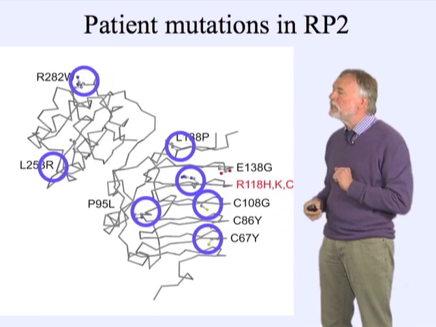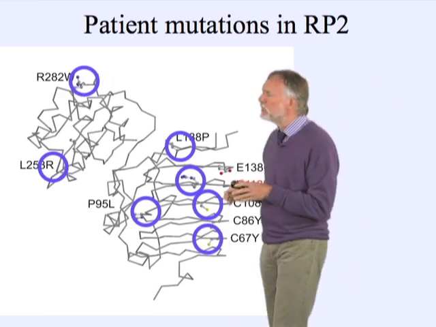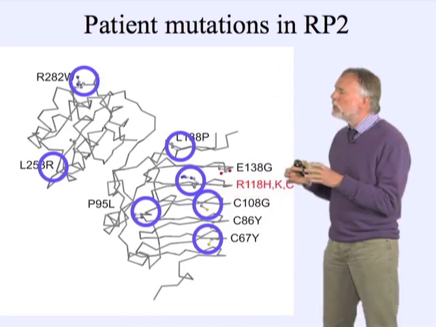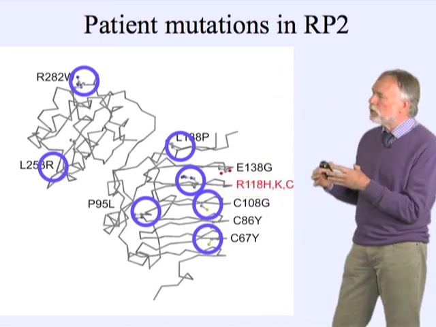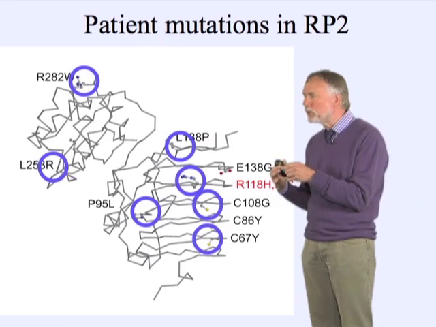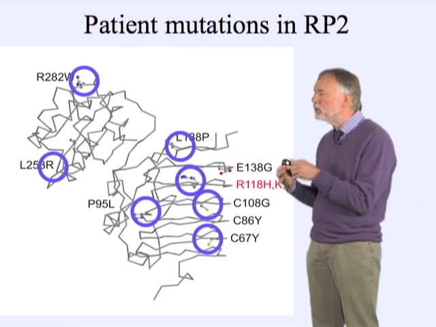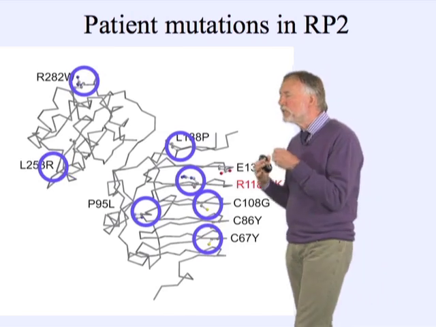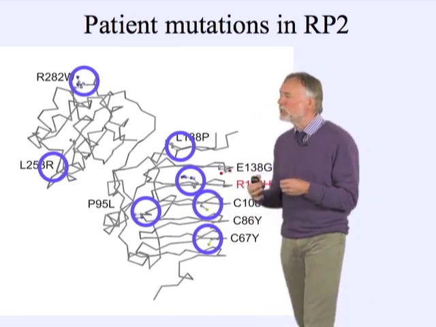You find out that most of the mutations probably mess up the structure because they are inside the hydrophobic core of the protein, and you would imagine that they don't do anything to the catalysis or to the interaction of this protein.